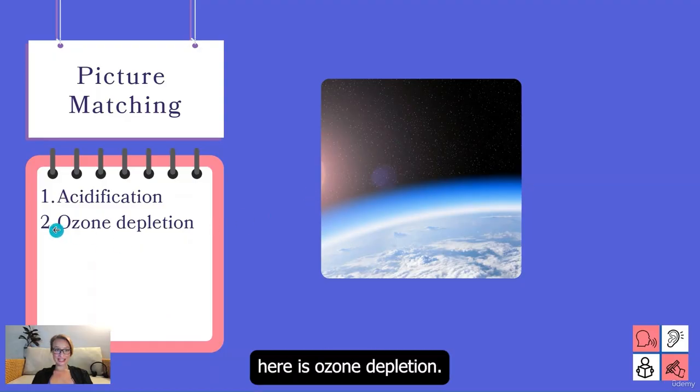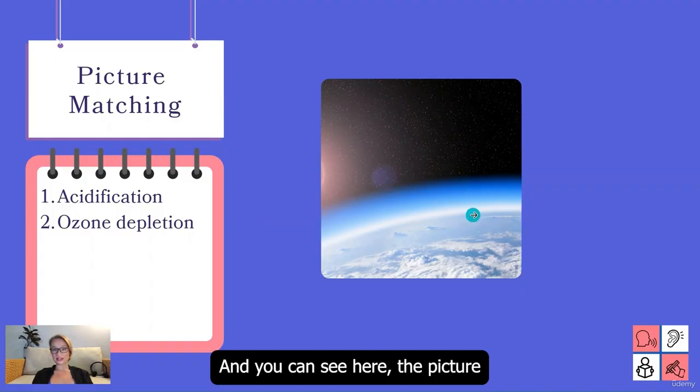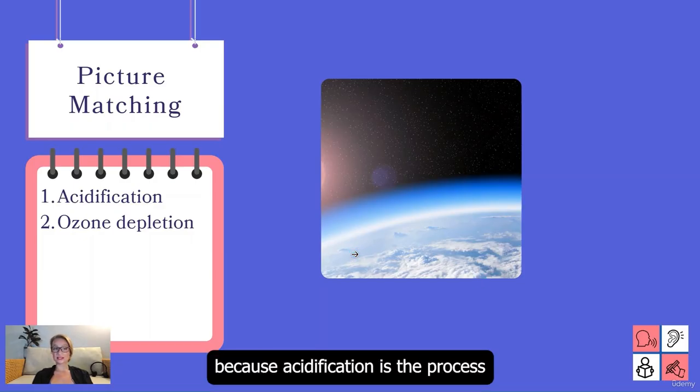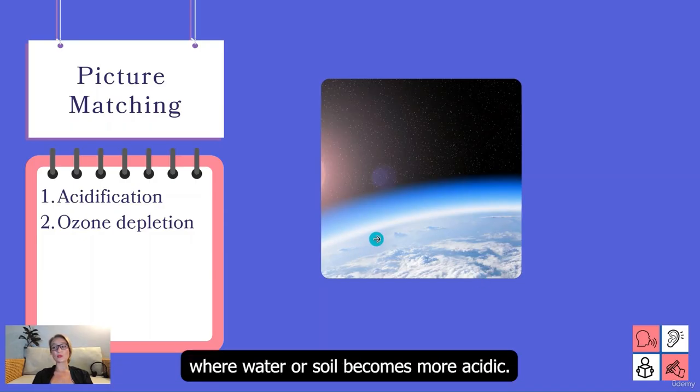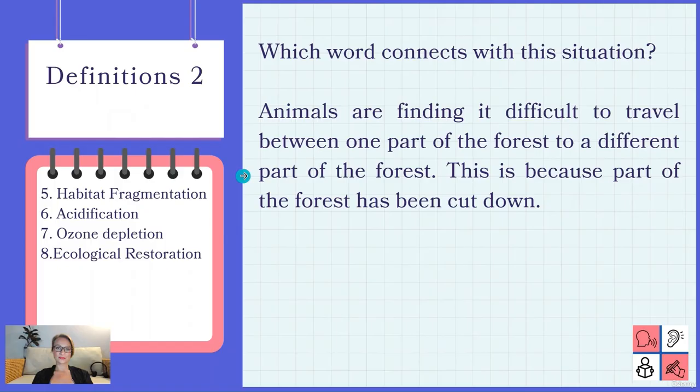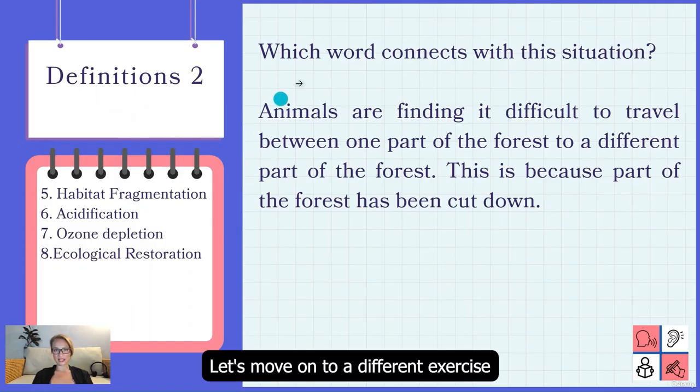Okay, the correct answer here is ozone depletion. Ozone depletion is the thinning of the ozone layer in the stratosphere. Okay, and you can see here the picture is about a layer in the stratosphere. It wasn't acidification, because acidification is the process where water or soil becomes more acidic. Okay, great. Let's move on to a different exercise.